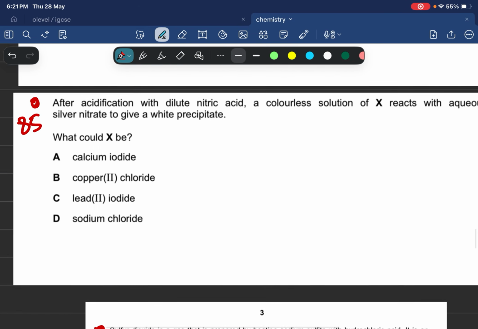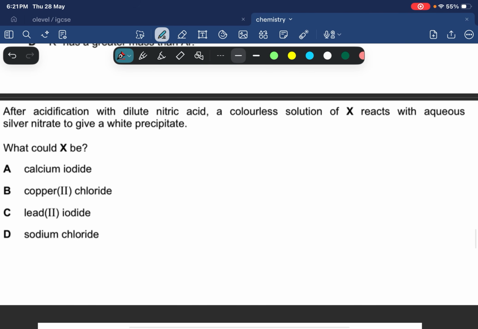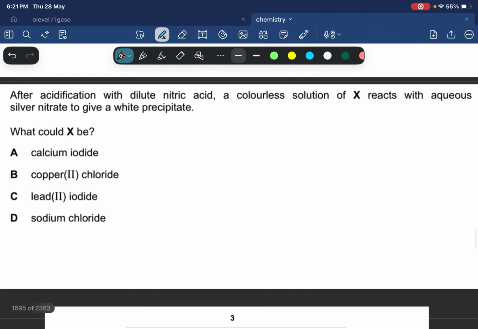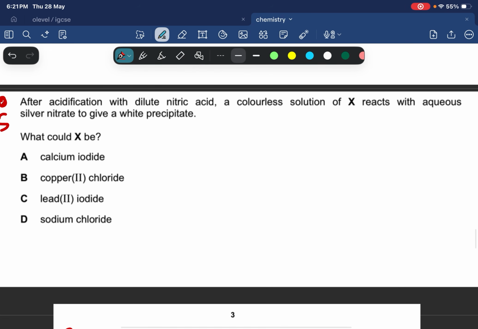So Ar is greater. After acidification with dilute nitric acid, a colorless solution of X reacts with aqueous silver nitrate to give a white precipitate. What could X be? We're giving a white precipitate with silver nitrate. That means we're forming AgCl, because AgCl solid is a white ppt. So that means we have some chlorine somewhere.